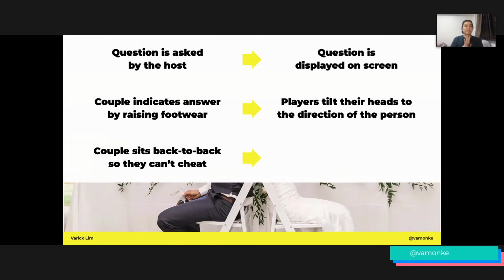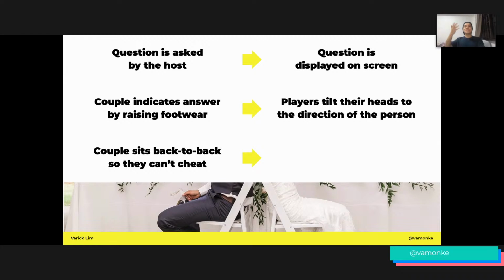The next part is in the wedding shoe game. The couple sits back to back so they cannot cheat, because part of this game is testing their teamwork or their telepathy, or how well they know each other, right? So the fun part of the game is that I cannot know what the other person is going to say. But in the Instagram game, I can't possibly make the players play it back to back. Otherwise, they can't play the game at all.